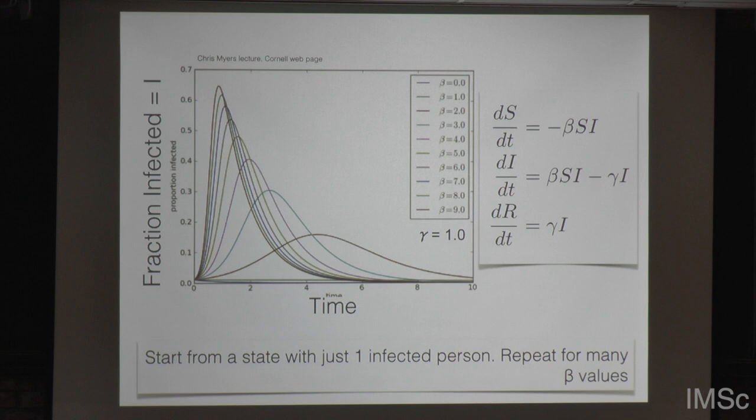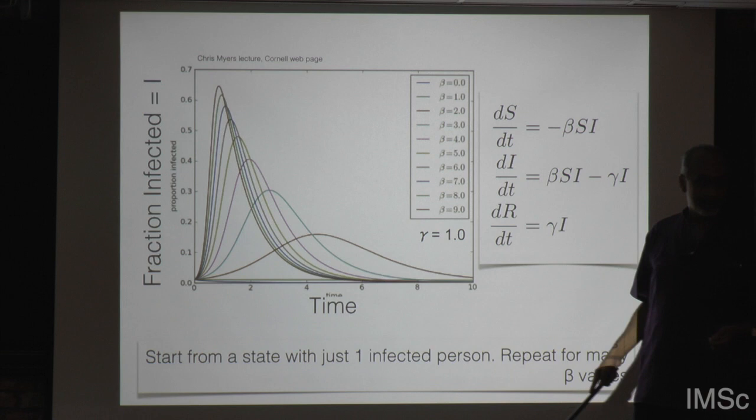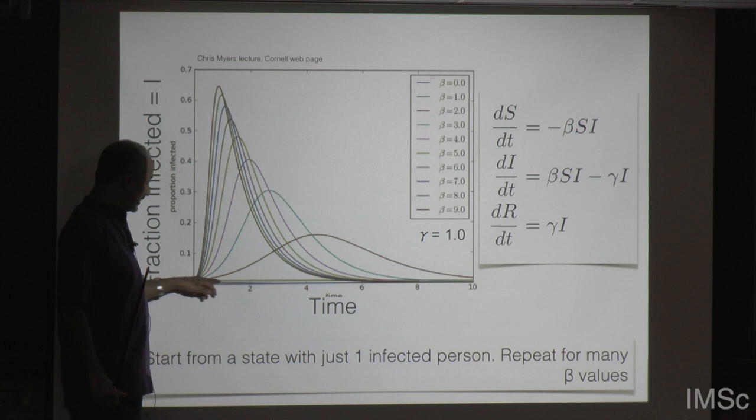Now, as I said, we can get rid of gamma because you can always absorb gamma into the definition of a time scale and worry only about beta by gamma. So this is taking gamma to be 1 and varying beta from 0, 1, 2, 3, 4, 5, 6, 7, 8, 9, 10. What's plotted here is the fraction of infected between 0 and 1. This is with the smallest value of beta. So beta equal to 0 is very boring. This one infected person goes off completely.